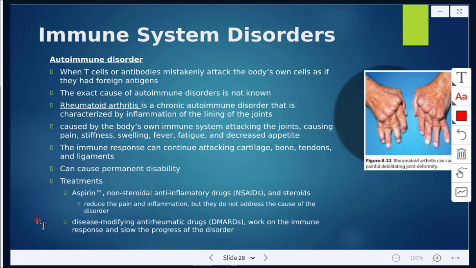Disease-modifying anti-rheumatic drugs also work on the immune response and slow the progress of the disorder. So this is a person showing rheumatoid arthritis.